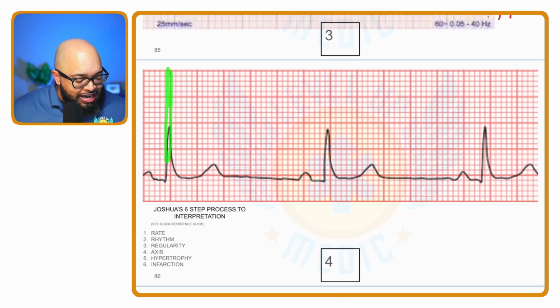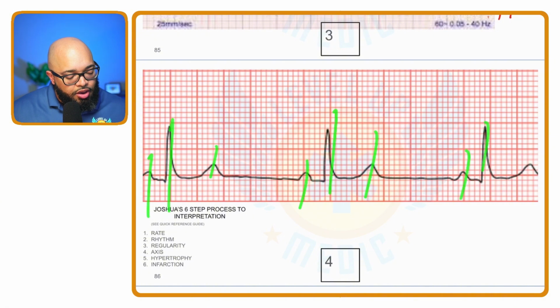This complex nicely aligns with a solid line. So we're just going to count over until we get to the next one. 300, 150, 100, then 75, 60, right at 50. So right at 50. So definitely bradycardic. We know that. Now let's look at the rhythm. We should have a P, a QRS, a T. We should have a P, QRS, T, P, QRS, T, P, QRS, T.